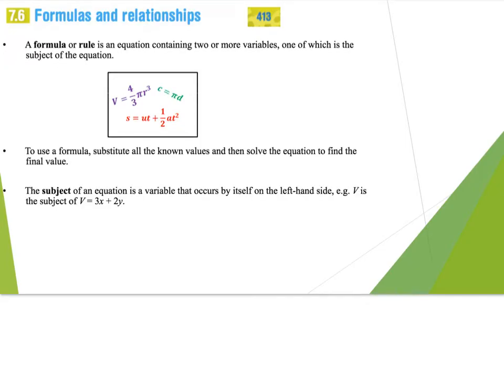So when we talk about the subject of an equation, that is the variable that occurs by itself on the left-hand side. So for example, if we say v equals 3x plus 2y, v is the subject. If I look at these equations, v equals 4 over 3 pi r cubed, v is the subject of the formula, c is the subject, s is the subject of this formula. Let's go look at some examples.